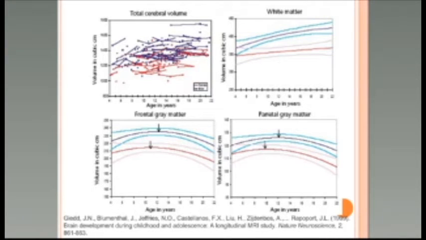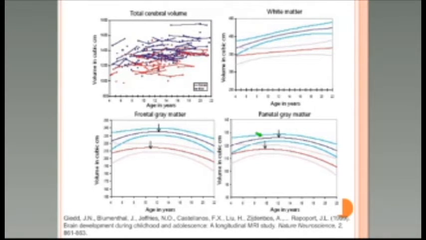And you can see that in many cases, girls reach peak maturity earlier. Here, for example, in the frontal gray matter, you can see that girls are quite a bit ahead, by about 2 years, in terms of their gray matter volume in frontal regions. Same thing here when we think about parietal gray matter. Girls are substantially ahead of boys in their development.